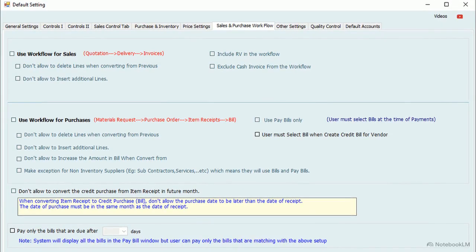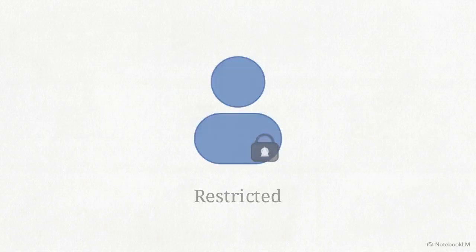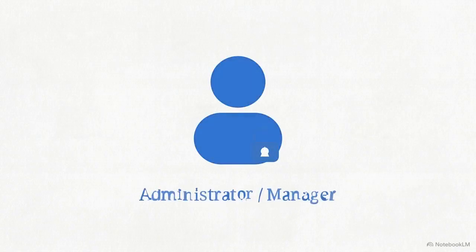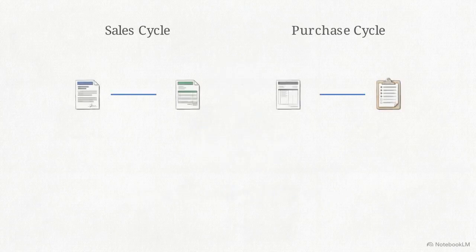By taking control of the configurations here, we can lock down both the sales and purchase workflows to stop unauthorized changes before they happen. To make these changes, you will need administrator or manager level permissions on your account. Before making adjustments, you should have a firm understanding of your company's existing document cycles, specifically how a quote currently moves to an invoice and how a materials request becomes a bill.